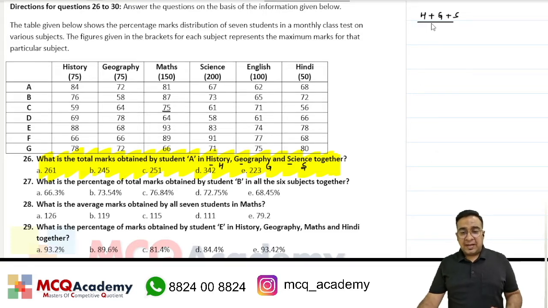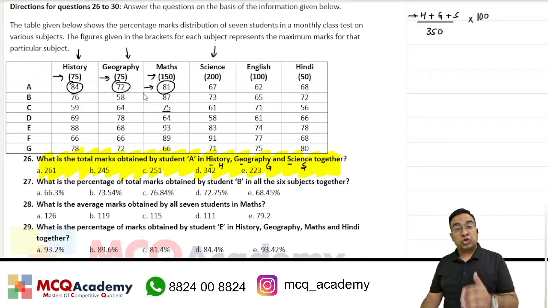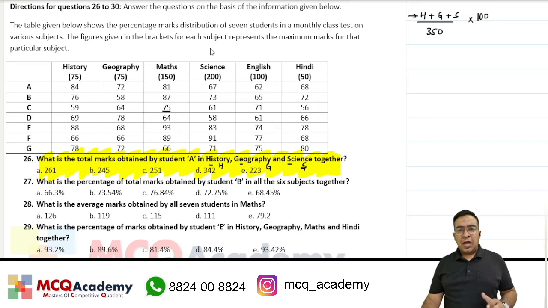Then I need to divide this by the total of maximum marks of these three subjects, that is 75 for history, 75 for geography and 200 for science, that is 350, and then multiply this entire value by 100. So instead of doing this, I can take a shortcut to this by way of weighted mean. Now, how do we calculate weighted mean? For calculating weighted mean, I calculate the ratios in which these subjects have got their maximum marks.